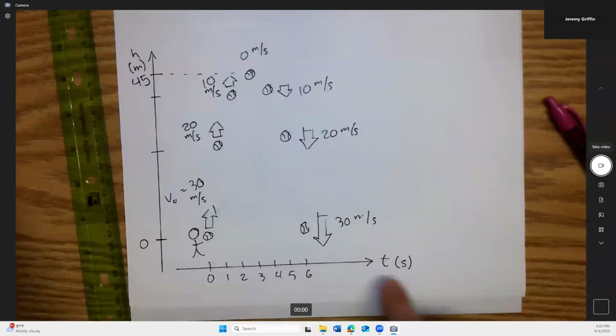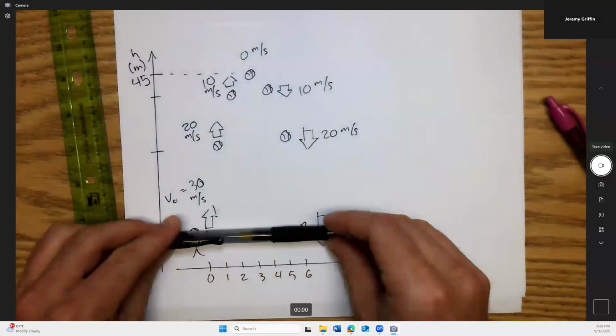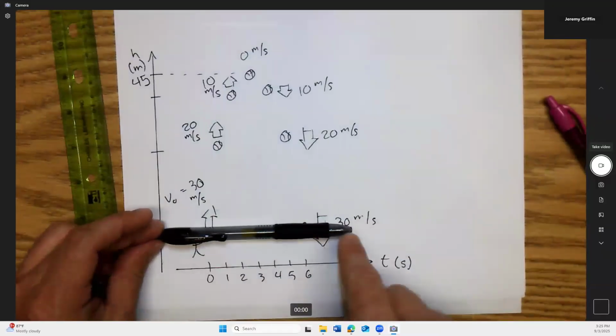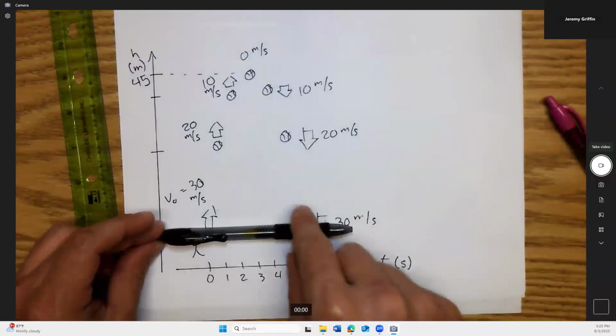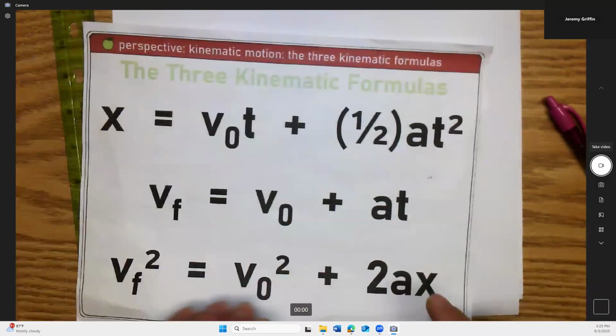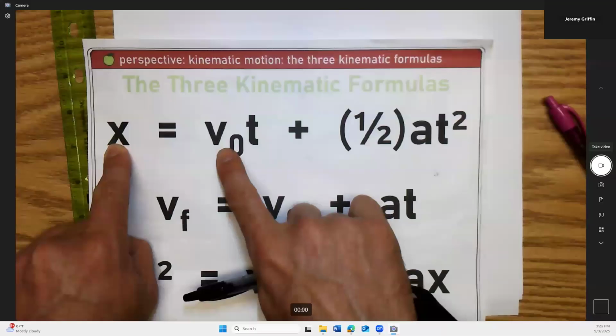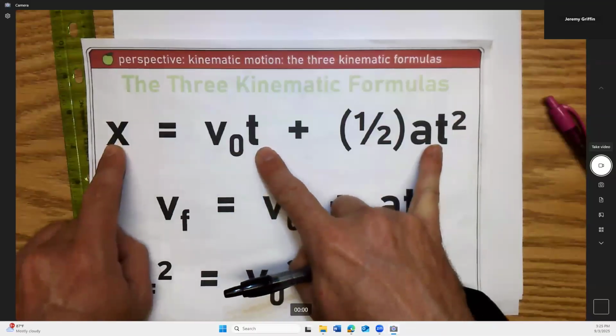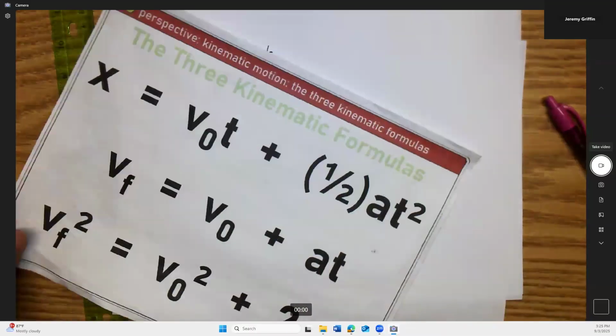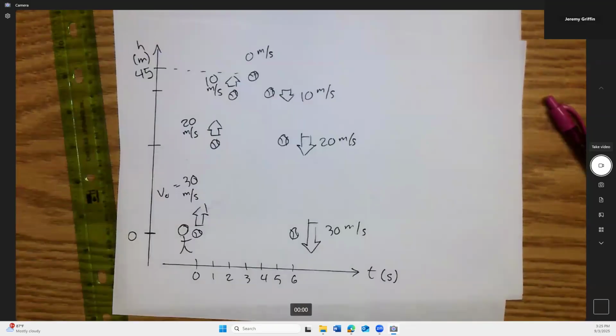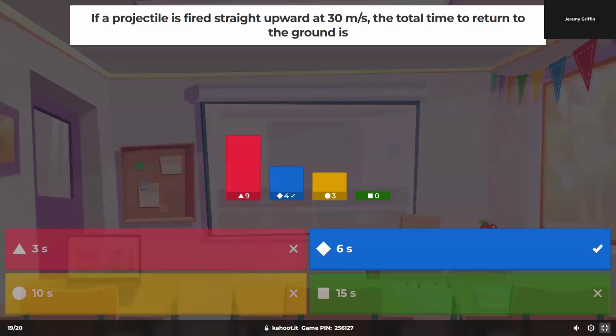You could also do this: if it starts and ends at ground level, what's the change in displacement? 0. This is a little tricky, but you could plug in 0 right here and 30 here. You also get 6 seconds. So there are 3 different ways to do that. The answer is 6 seconds.